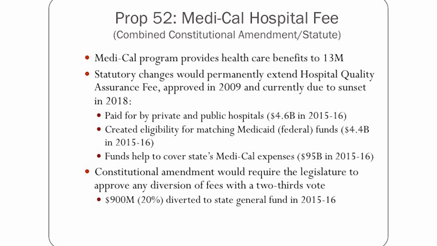So in this particular proposition, the statutory component would basically extend the program, and the constitutional amendment would require the legislature to modify the use of funds with a 2/3 vote. There were some criticisms in this last cycle because $900 million, approximately 20%, was diverted by the legislature away from healthcare costs into the general pot.